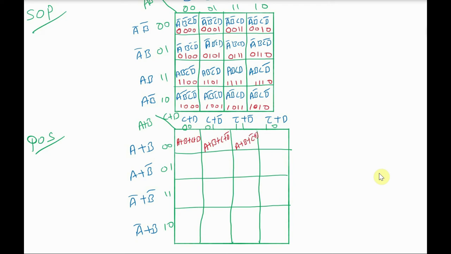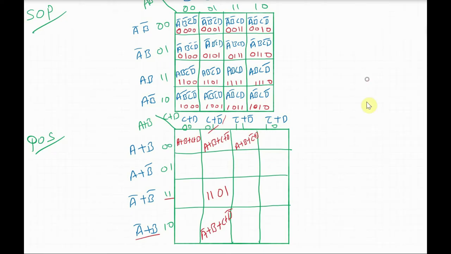This cell's value in binary is 1101. Row value is 11 and column value is 01. And this cell's value in variables is A bar plus B bar plus C plus D bar, value in row plus value in column. This is how we have written the values in all cells. And this is for the four variable kmap.